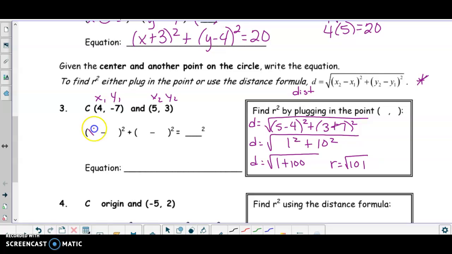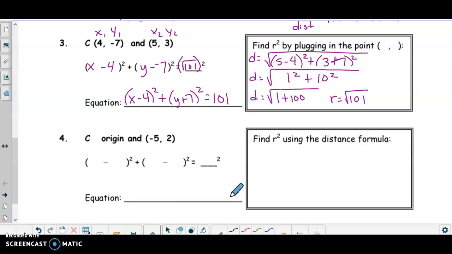So now we can come over here. We have our (h, k). So x minus 4 quantity squared plus y minus a negative 7 quantity squared. And I have the square root of 101 squared. And we can simplify this. x minus 4 squared, y plus 7 squared. If we square a square root, we just get the number underneath. So 101.